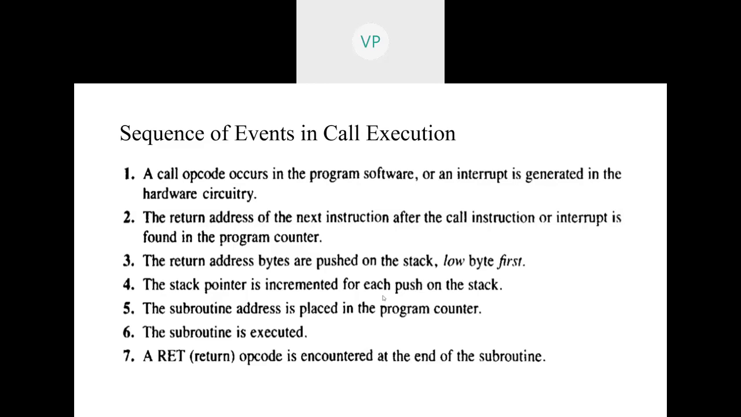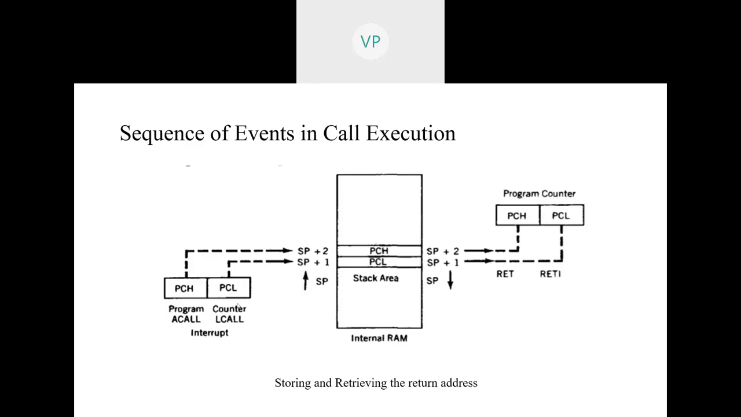If you see the diagram again, whenever the call is made, whether implicit or explicit, since the PC is holding the address of the next instruction to be executed in the main program, this return address has to be stored onto the stack. It will increment the stack pointer by one and copy the lower order byte of the program counter onto the stack. Again, the stack pointer is incremented by one, and it will copy the higher order byte of the program counter onto the stack memory location.